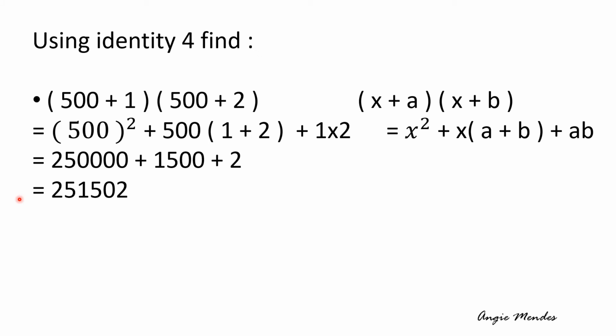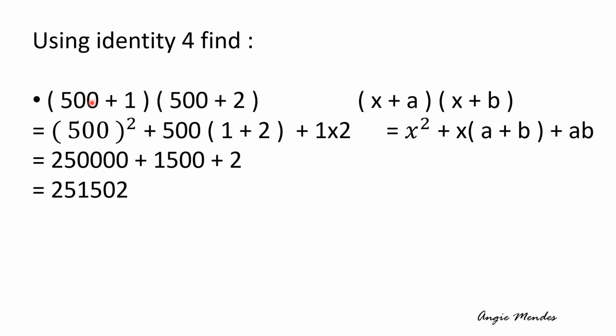Now using the fourth identity, you are asked to find (500 + 1) multiplied by (500 + 2). Now can this be (a + b)(a + b)? No. Even though here we have 500 and 500, this 1 is different and this number is different. So this cannot be. Here we can take this as (x + a)(x + b), because we have the first number that is given, which is the same.